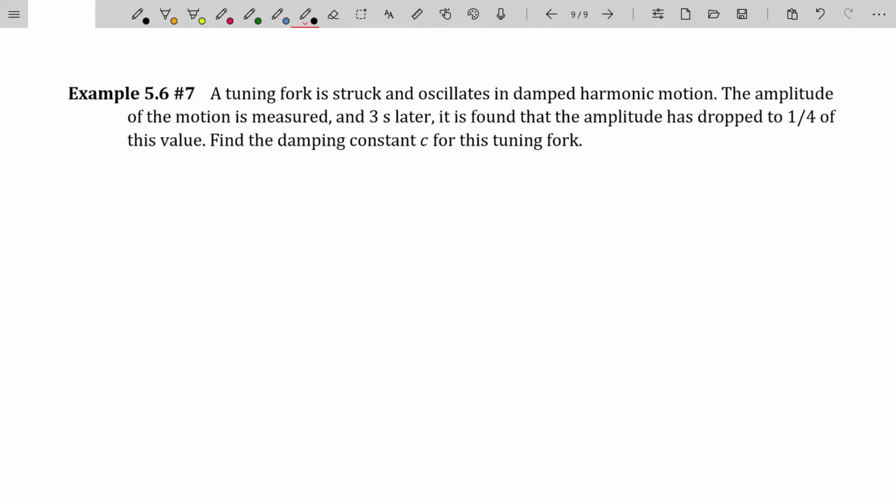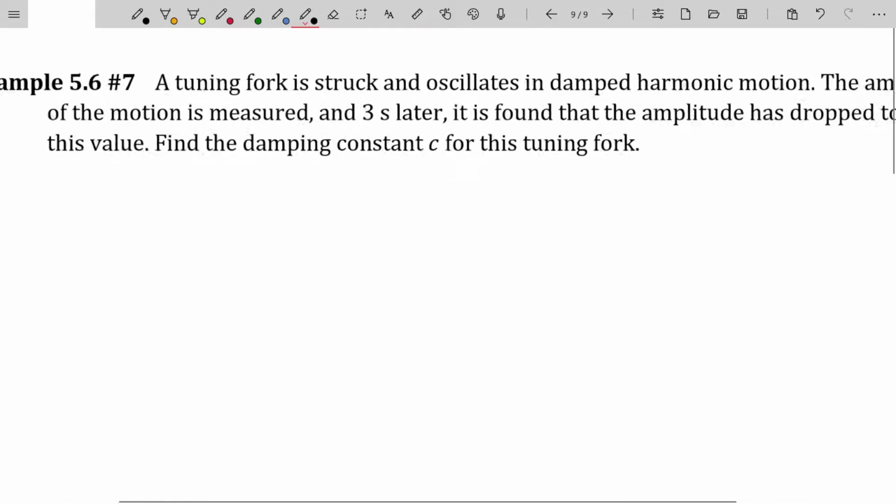Here's our second and final example in this video. And this is kind of an interesting example. So a tuning fork is struck and it oscillates in damped harmonic motion. That means that it's going to eventually peter out, right? You have some type of motion like this, it'll eventually die off. And the amplitude of the motion is measured at some point. They actually don't tell us what time it's measured, but they get that 3 seconds later, that amplitude has dropped to 1/4 of the measured value. So we are then asked to find the damping constant C for this tuning fork.